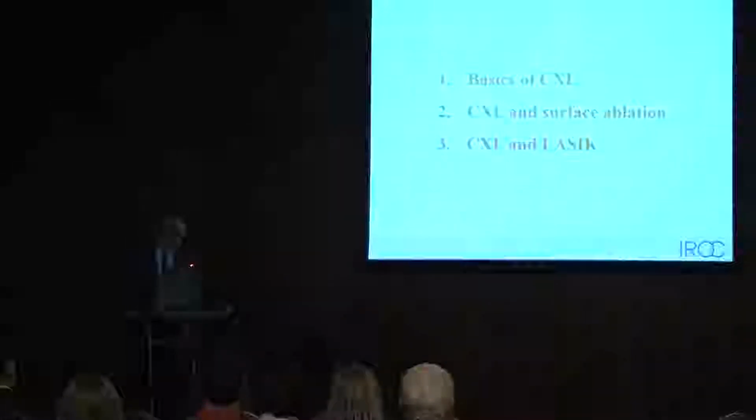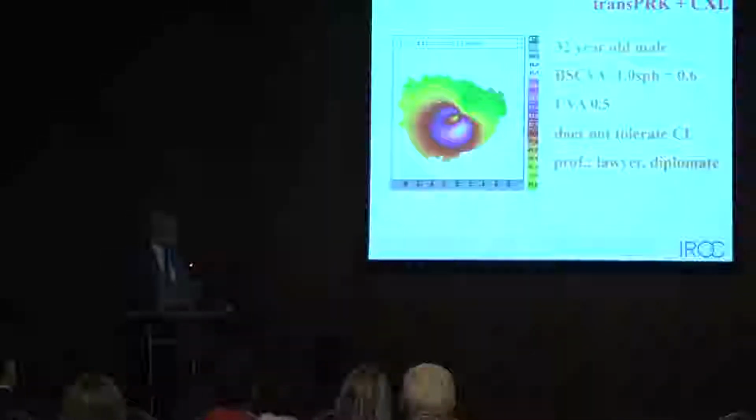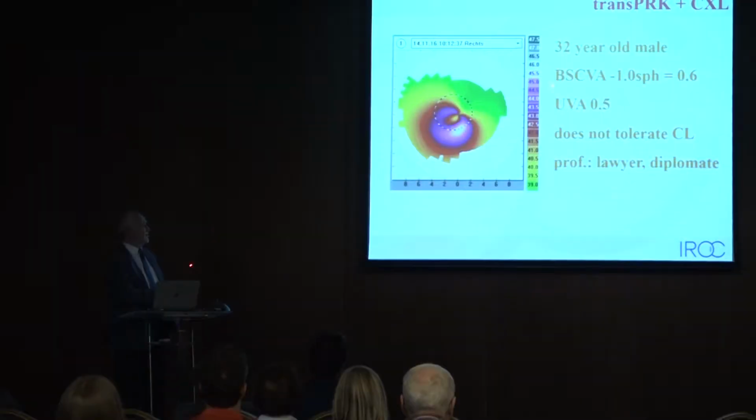So that is the principle of our cross-linking. And now, how can we use that with the surface ablation? Now, this is a patient coming in, 32 years old, sees 0.6, uncorrected 0.5, so the glasses do not help very much, and he cannot use contact lenses. And now the bad news is he is a lawyer, and in addition, he is a diplomat from Ukraine. Those are the patients you try to stay away from if possible, but this one insisted on getting treated.